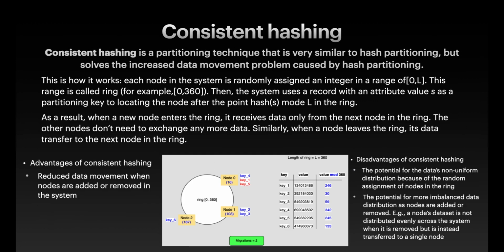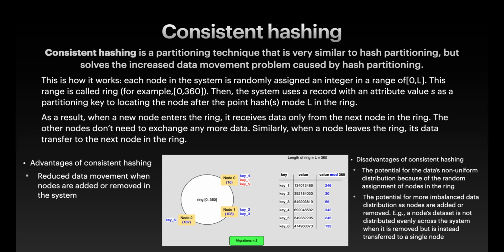Consistent hashing is a partitioning technique that is very similar to hash partitioning, but solves the increased data movement problem caused by hash partitioning. This is how it works. Each node in the system is randomly assigned an integer in a range of 0 to L. This range is called a ring, for example, 0 to 360. Then, the system uses a record with an attribute value S as a partitioning key to locate the node after the point hash(S) mod L in the ring.